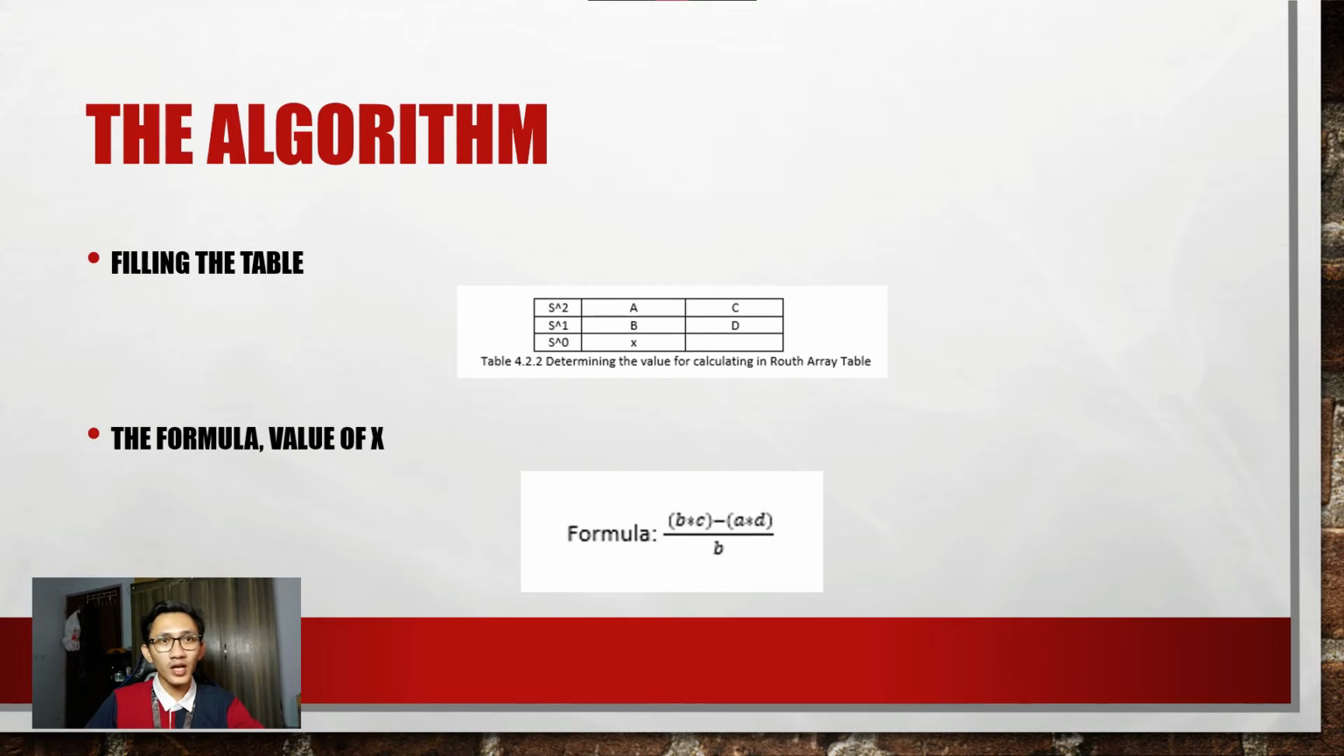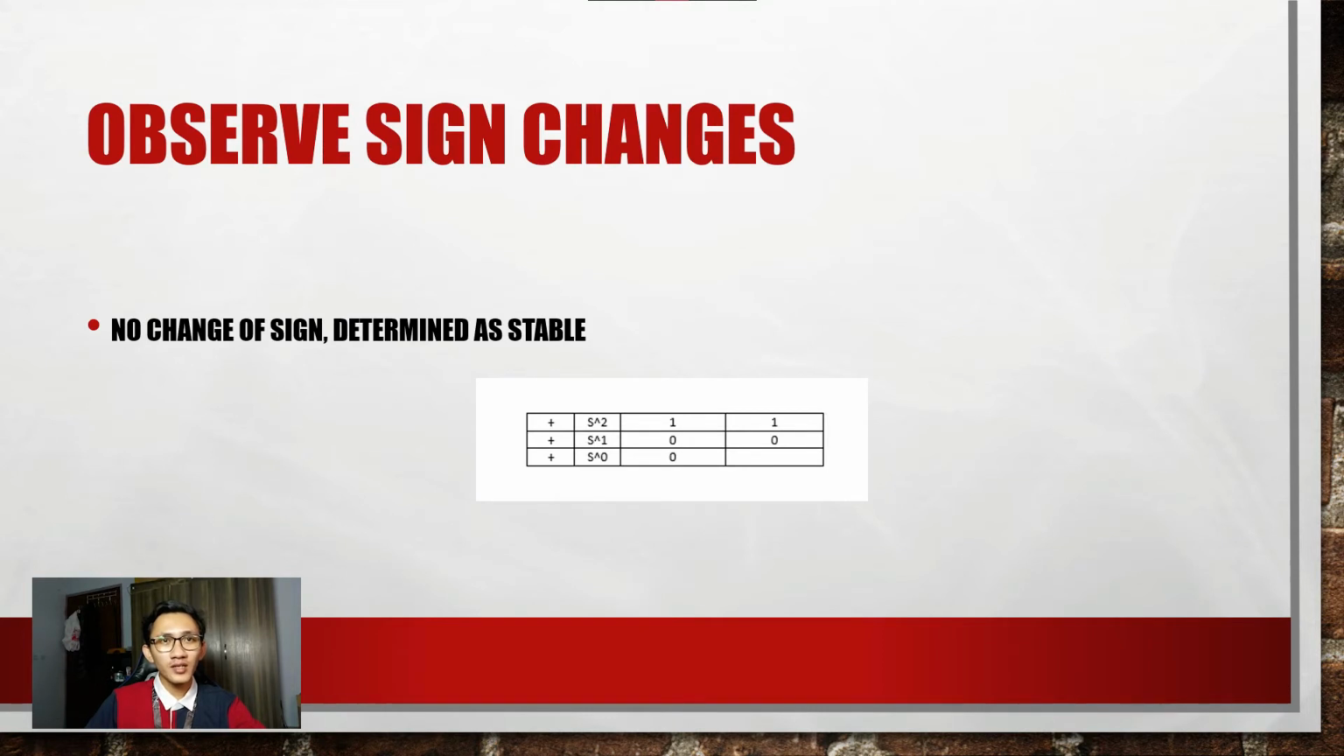Step 4. The algorithm. We need to calculate and fill the empty box. To calculate, we use the formula (b times c) minus (a times b) over b. Step 5. Observing the sign change. In this step, any change of sign between negative and positive will result in an unstable system. Since there is no sign change, the system is determined as stable.